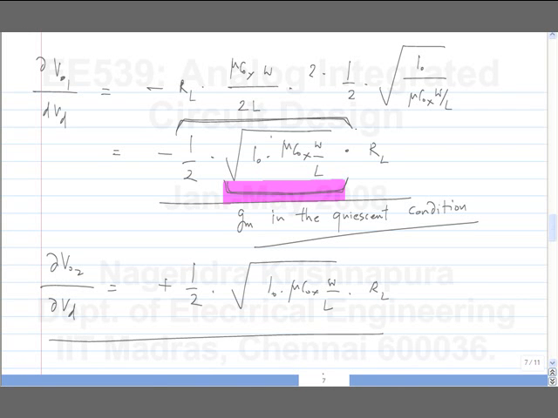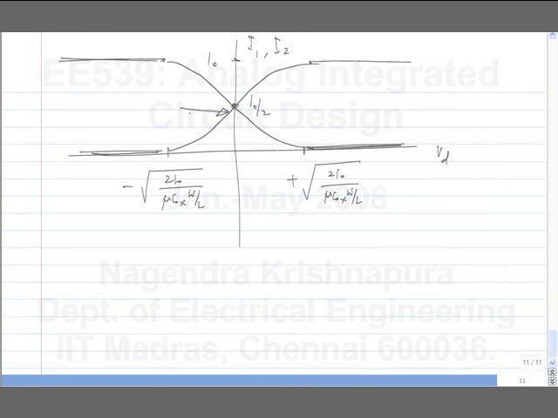This VO1 is VDD minus I1 RL. Okay. So the slope of VO1 is the slope of I1 times RL, or rather minus of that. So this whole thing is Gm by 2. Think about it, it should come out to be Gm by 2.